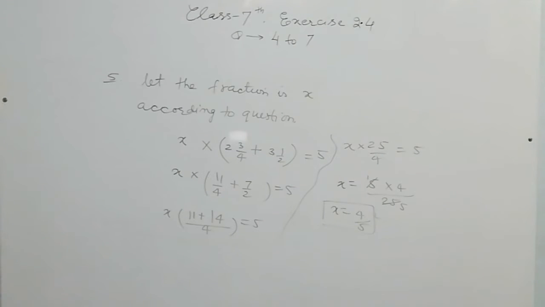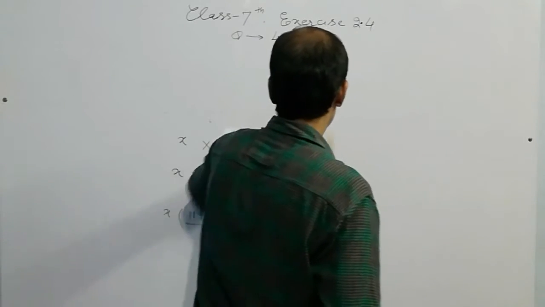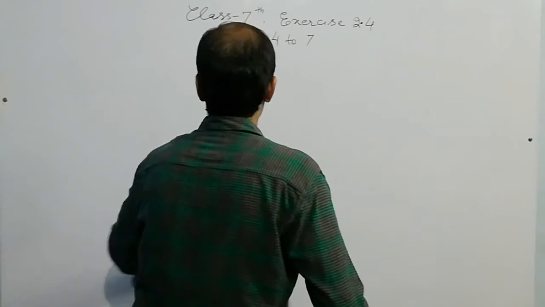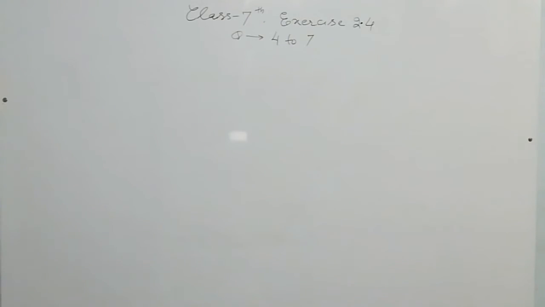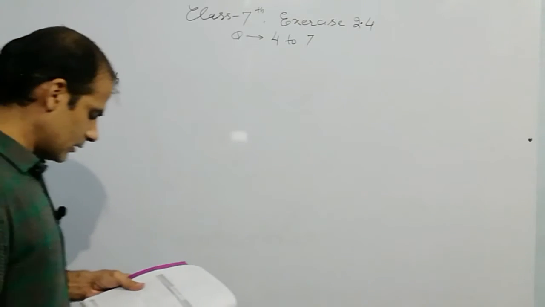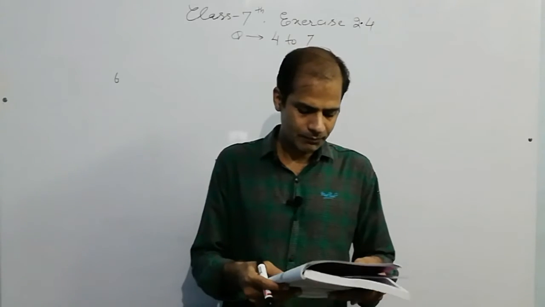And I hope you are getting it. Now it is the time to solve the sixth question. Sixth question is, find a number such that its 2/5 is 12. Very interesting and very easy.